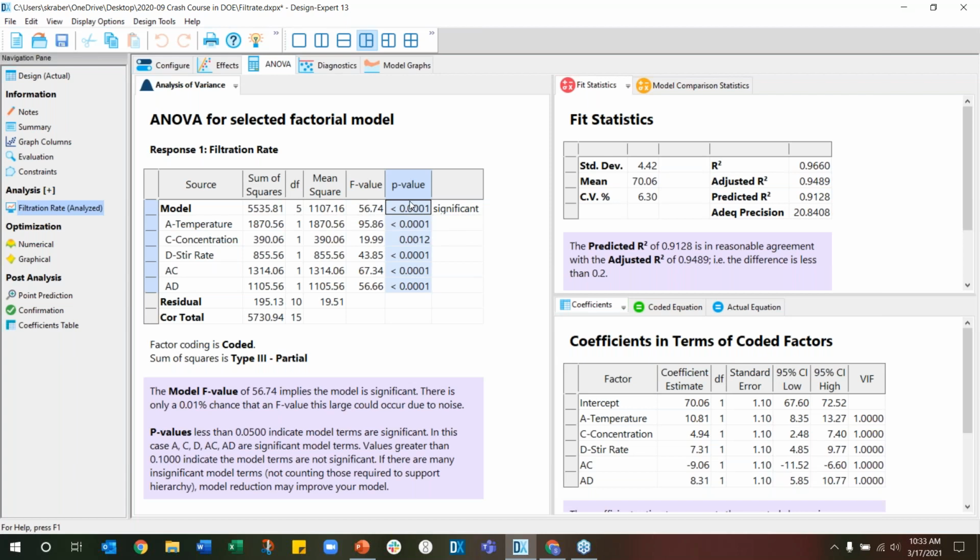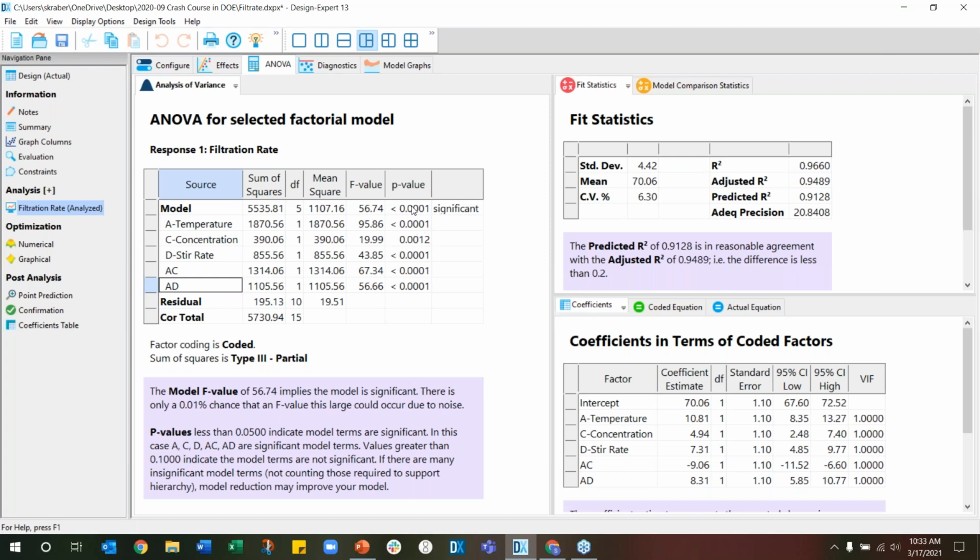Okay, so the ANOVA should contain only things in the model that are statistically significant or that are required to maintain model hierarchy, which is kind of an extra thing. Model hierarchy means that since I have AC as significant, then I also want the parent terms A and C to be included in the model, which they are here. And for AD, we want the parent terms A and D included in the model. Even if they were not significant, we would still include them in the model.